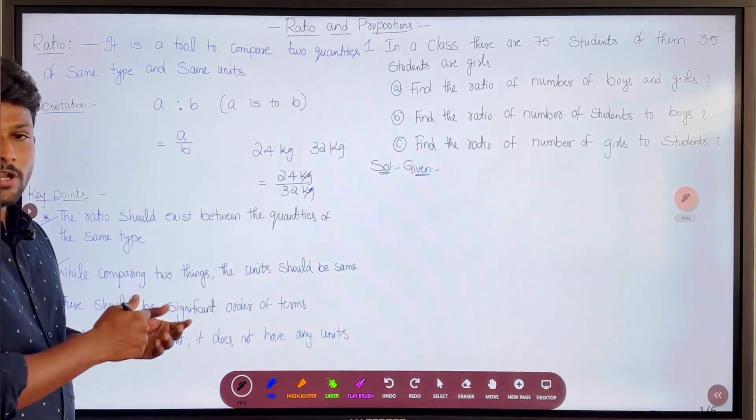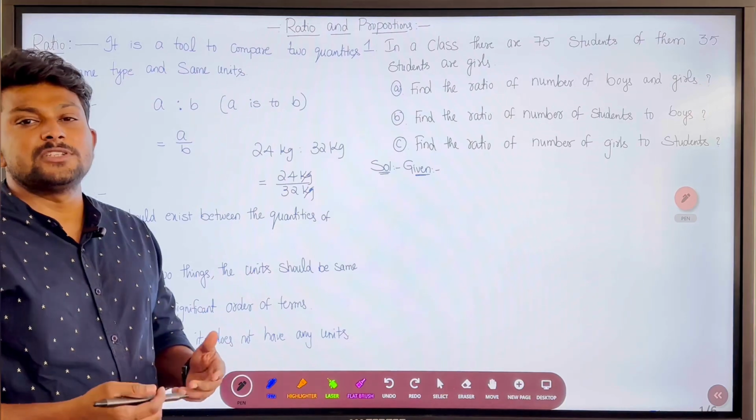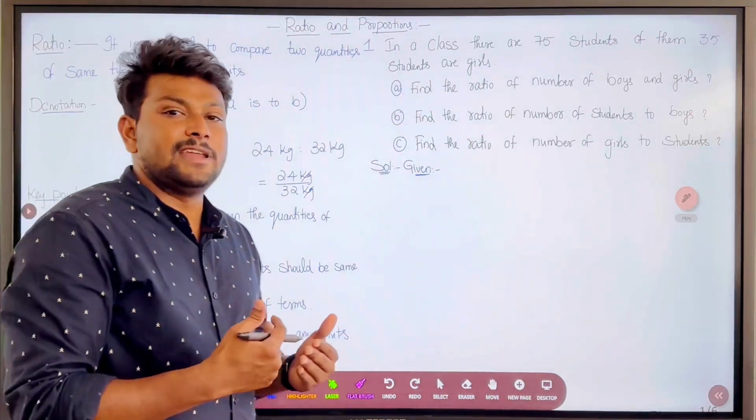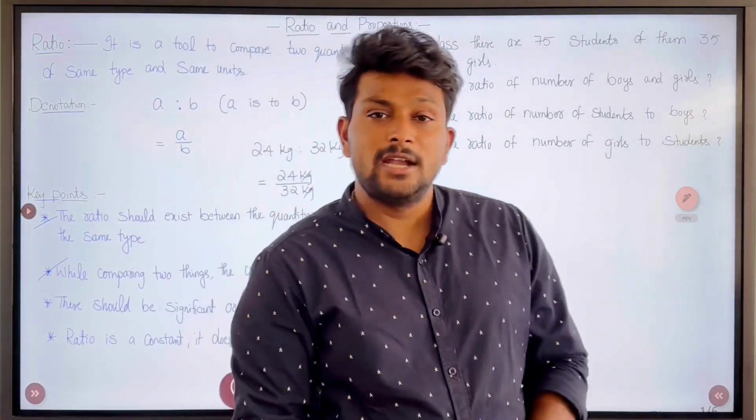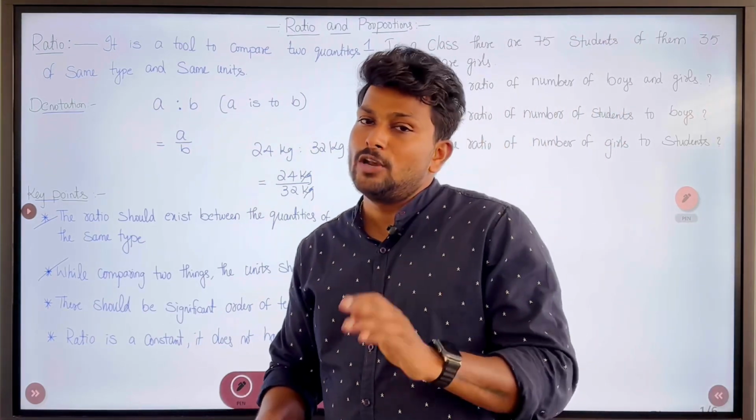So if it cancels, we don't have any unit. So which means that if a value does not have any units, it should be a constant, fixed value.